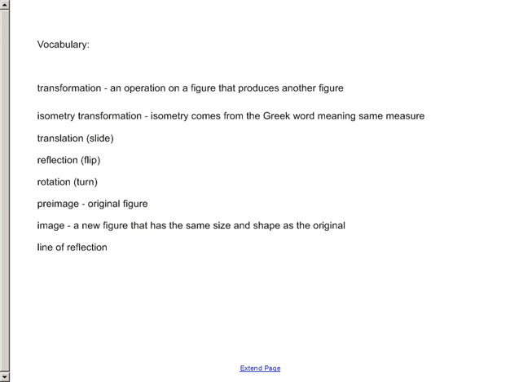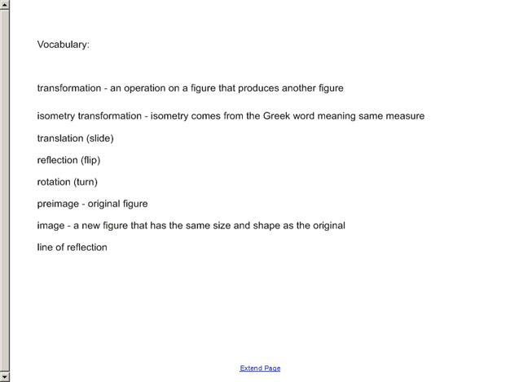So there's a lot of new vocabulary for this lesson, and you'll see some of the definitions right here. You may want to stop the video and record some of the information to help you remember. So first of all, transformation comes from the word transform, and a transformation produces another figure.